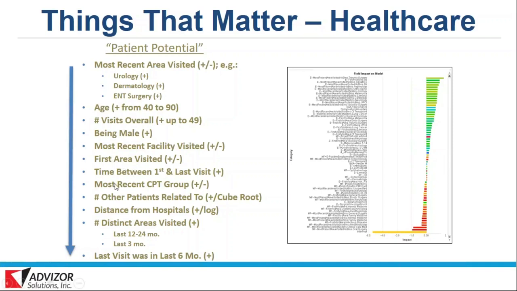Time between the first and last visit, the most recent CPT group, other patients related to the person who have been in the provider, distance from the hospital. This is actually interesting. This thing means plus, and it's a log relationship. So what this means is as you get a bit away, it goes up pretty quickly, and then as you get further and further away, it dampens. So if you drew a curve, it would be a curve that kind of looked like this.